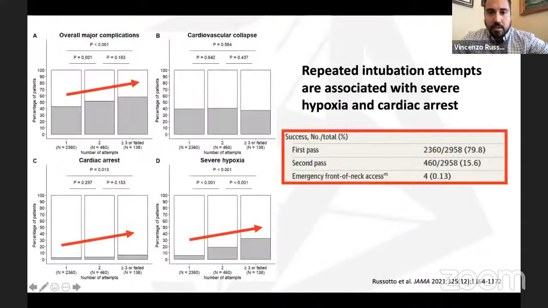This is another important piece of information. If you fail the first attempt of intubation, the risk of complications increases starting from the second attempt. And this is true for the overall complications, but also for cardiac arrest and severe hypoxemia. And in our study, we had approximately 80% of first pass success at intubation.